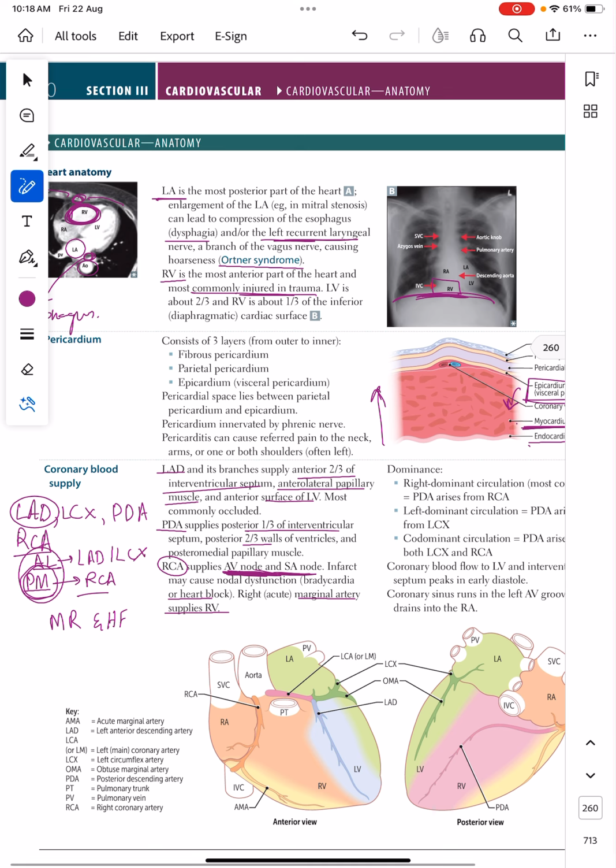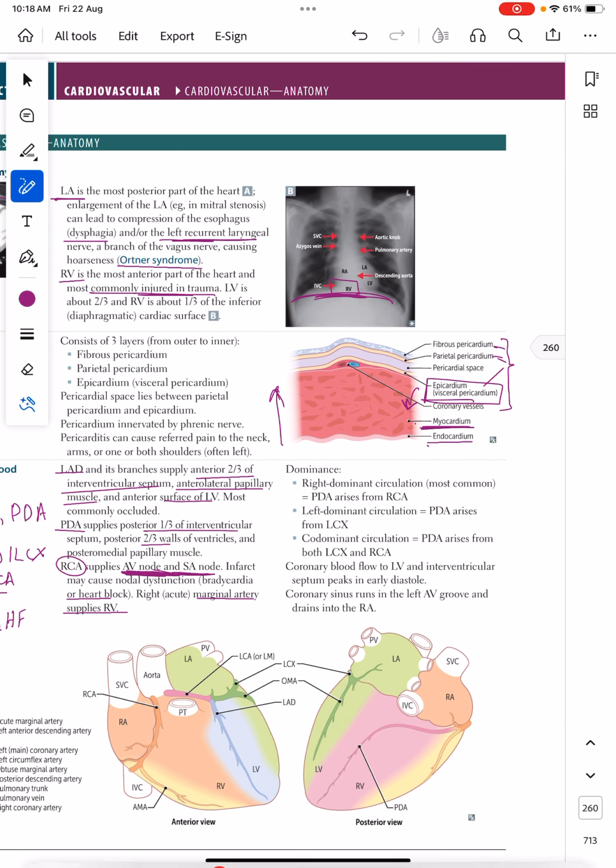Now about right dominance. In 90% of patients, the right coronary artery gives rise to the posterior descending artery, while in 10% of patients there is left dominance, where the PDA arises from the left circumflex artery, while in the rest of the patients there is codominance, where the PDA arises from both.